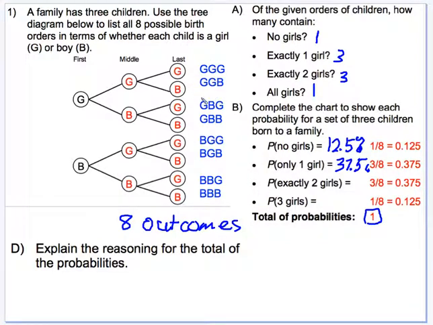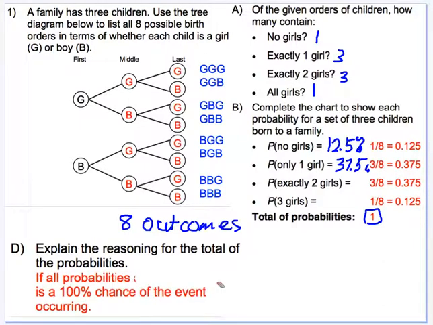Okay, now notice there's lots of different combinations here, lots of different orders of the births, but we don't care about the order. We just want to know the likelihood of having 2 girls, 1 girl, 3 girls, or no girls. Okay, and we've covered all the different types of outcomes. So when you are explaining for Part D the reasoning for the total of probabilities, if you've covered all possible options, there is a 100% chance of the event occurring. So if you don't care whether you have a boy or a girl, you have a 100% chance of being satisfied if you have 3 kids, right?